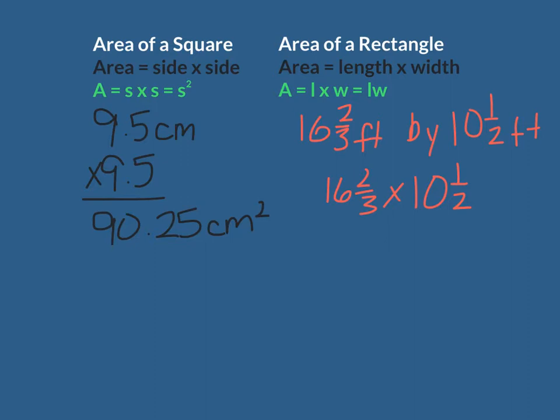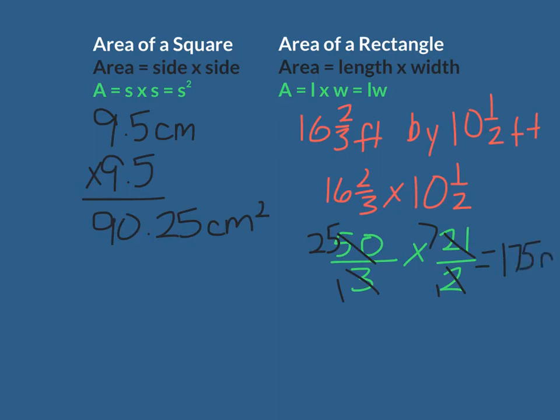So I turn these into improper fractions, and I have 50 over 3 times 21 over 2. Then I can do some reducing. 2 goes in here 1 and 25 times. And then 3 goes in here 1 and here 7. So now I have 7 times 25, and that equals 175 feet squared. Let me write it here so you can see it better. 175 feet squared. Remember, whenever you're doing area, you need to square your units.